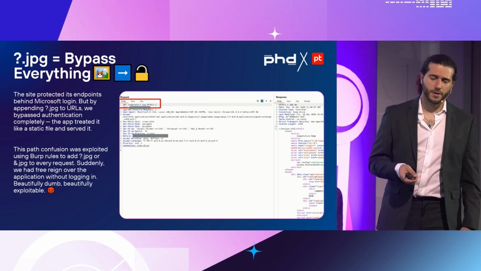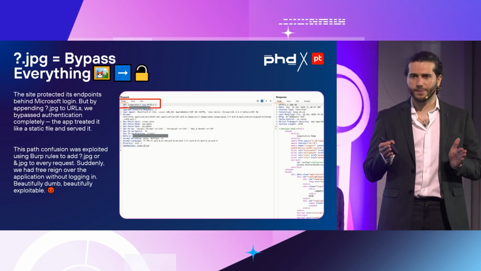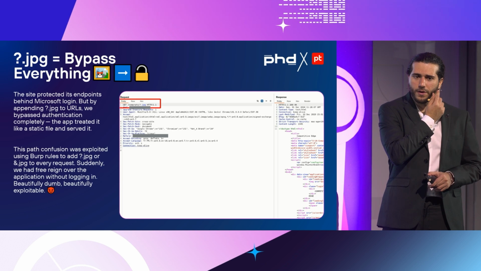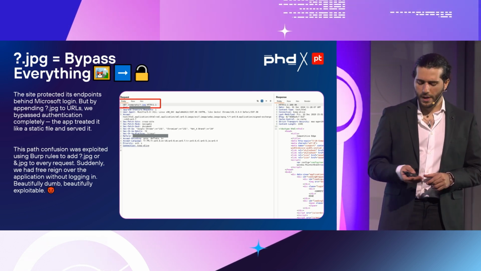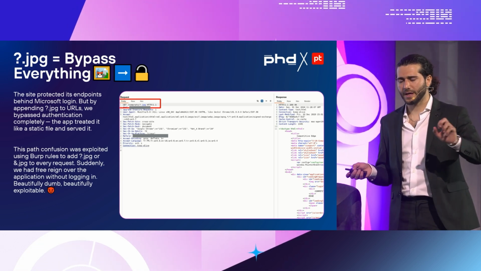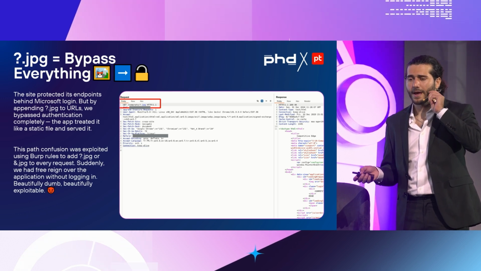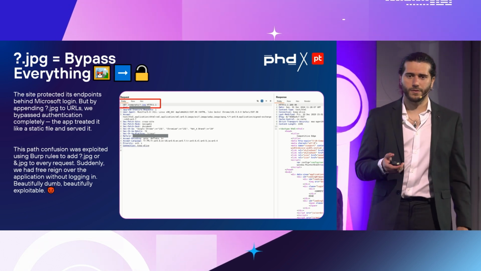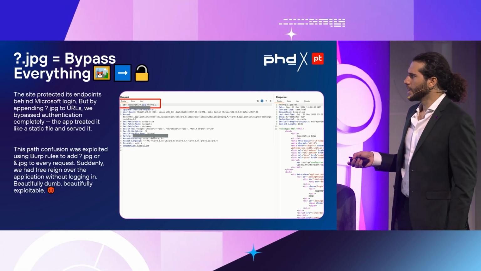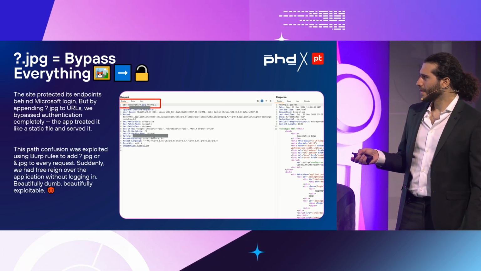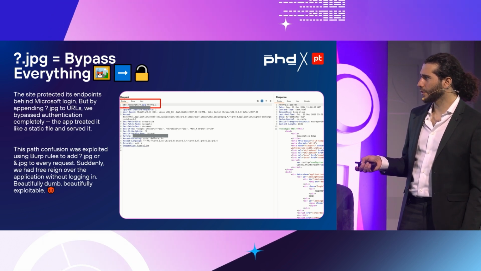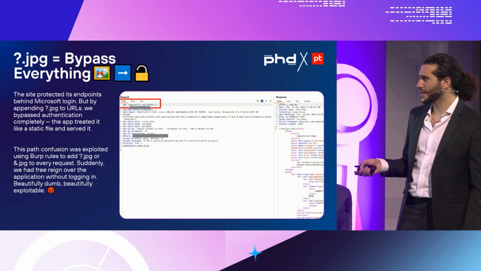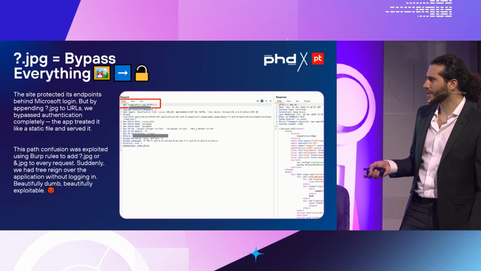This happens lots of the time when some applications have a reverse proxy that lets you access some specific endpoints based on the content that you are asking it to give you. But sometimes if you are able to trick the server into thinking that you are requesting a static file, then it will eventually give you access to what you are asking for. So in this specific case, the path confusion was exploited using Burp's rules to add .gpg to every request. So suddenly, we had free rein over the application without logging in.